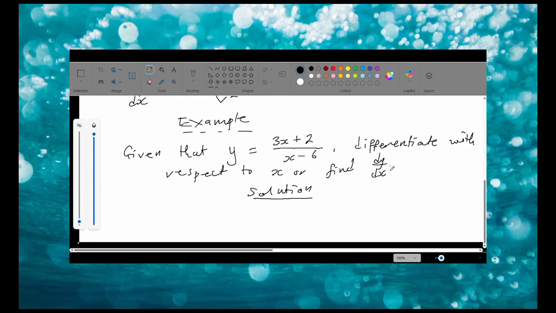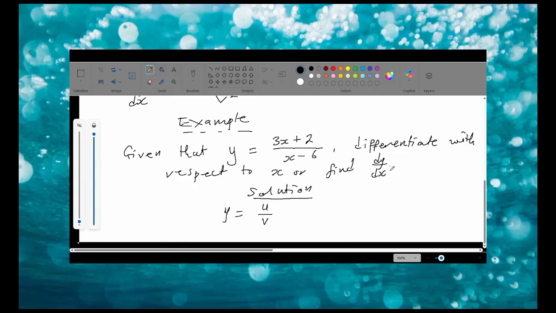Right, so to differentiate the function y equal to 3x plus 2 all over x minus 6 with respect to x, we need to first do a declaration of u and v. As we said earlier, to use the quotient rule, the function should be in the form of u over v. In doing the declaration, we compare the position of u to the given function. U over v is a fraction, and u is at the position of the numerator.